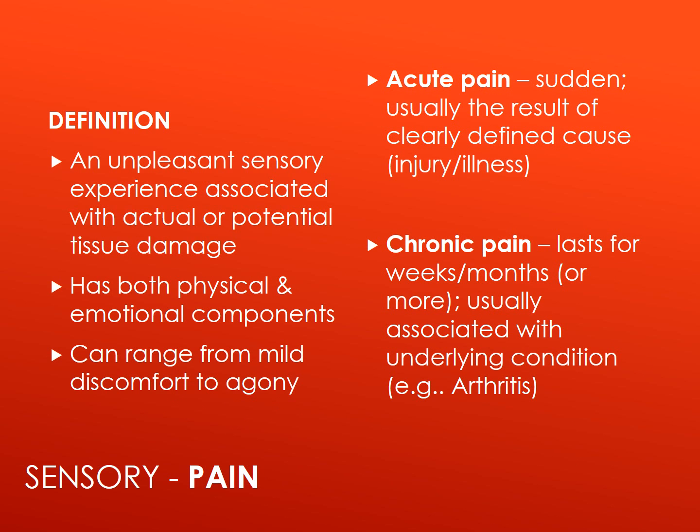Someone can have both acute and chronic pain at the same time due to more than one type of pain-related condition. Acute pain is sudden, usually the result of a clearly defined cause, such as an injury or illness. Chronic pain lasts for weeks or months or more and is usually associated with an underlying condition, such as arthritis.